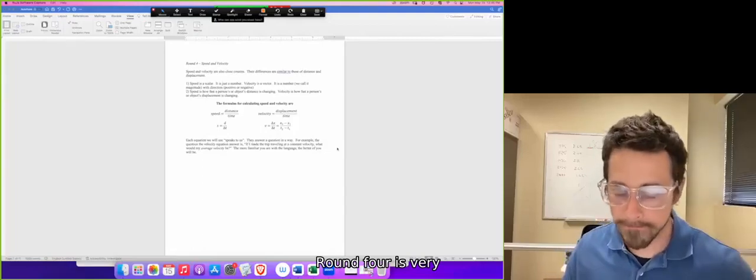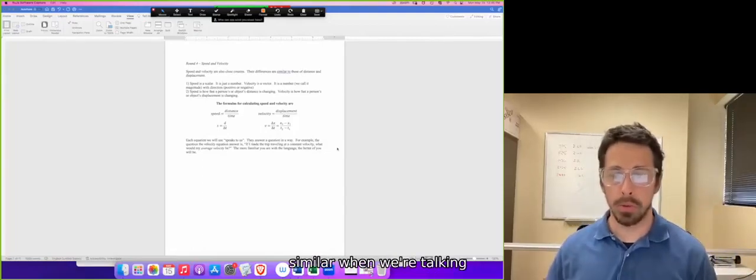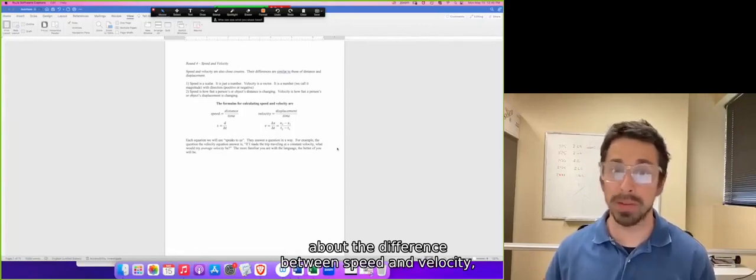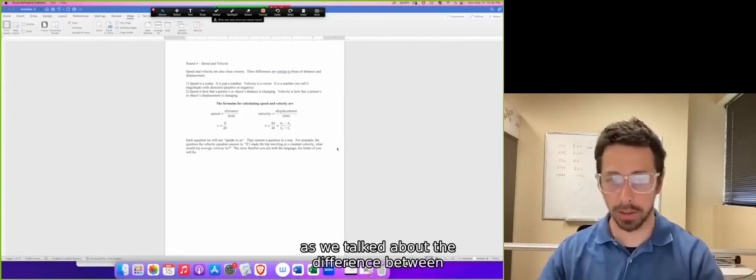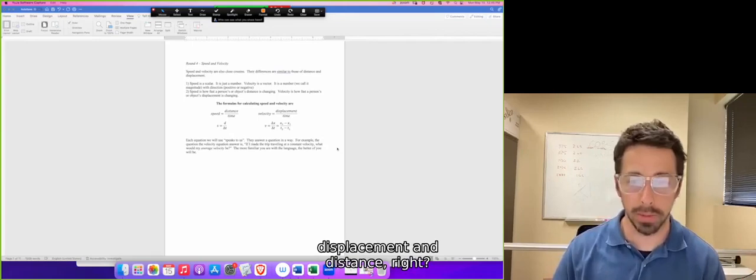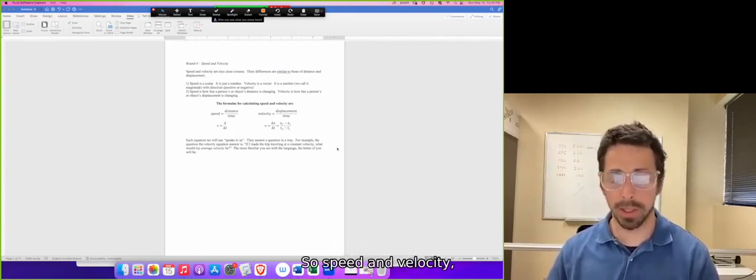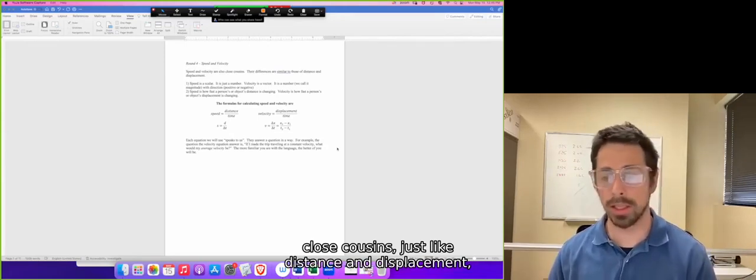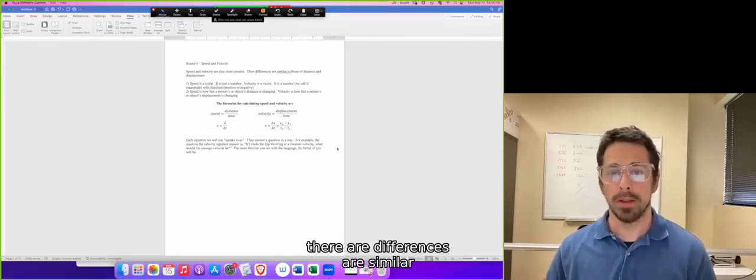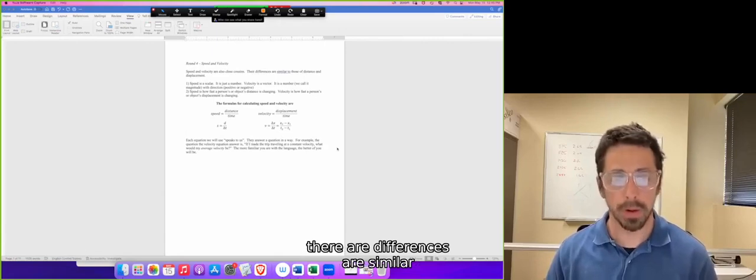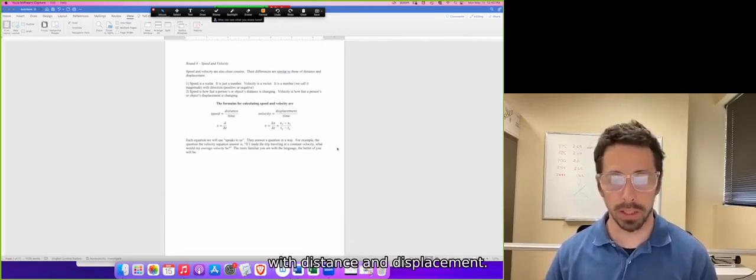Round 4 is very similar when we're talking about the difference between speed and velocity, as we talked about the difference between displacement and distance, right? So speed and velocity, close cousins, just like distance and displacement. Their differences are similar, right, as what we just went through with distance and displacement.